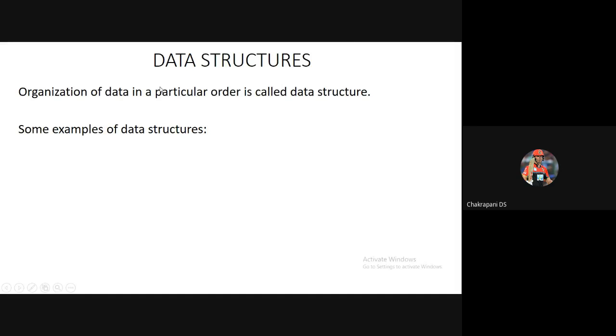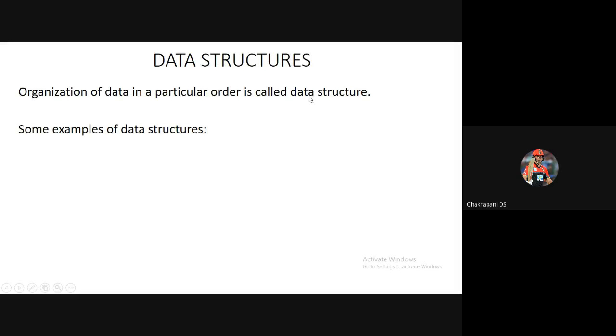Storing a group of values in a particular order is called a data structure. For example, consider storing numbers in ascending order, 1 to 10. You cannot store all the numbers 1, 2, 3, 4, 5, 6, 7, 8, 9, 10 in a single memory block. You have to store them in different memory blocks, but all these memory blocks must be connected to one another so that they can be easily accessed. That is what we call organization of data in a particular order.